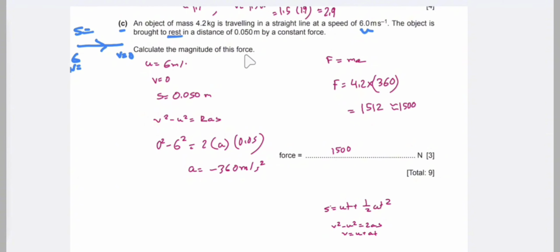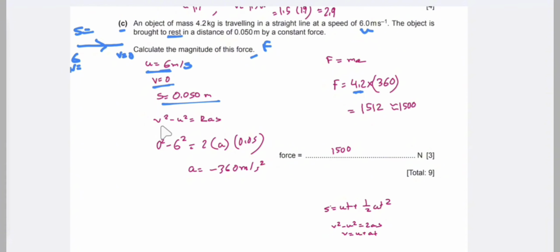Now calculate the magnitude of this force. So we need to find the value of force. Force is equal to mass into acceleration. We know the value of mass, that is 4.2, and what is the value of acceleration? To find the acceleration, first we need to use the initial velocity, that is 6 meter per second. Final velocity is 0 and the distance is 0.050 meter.